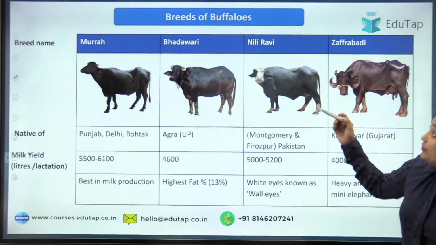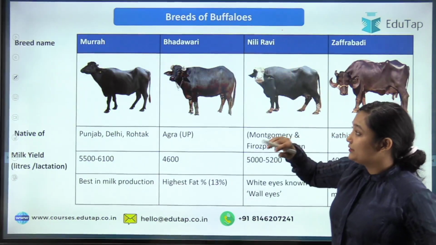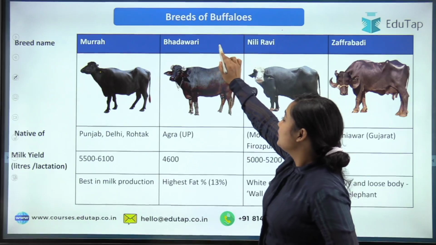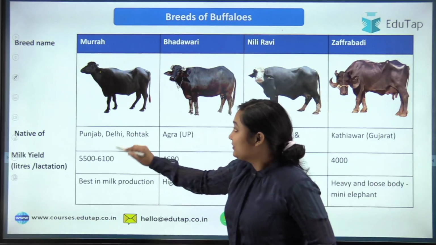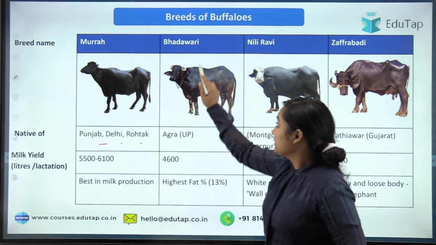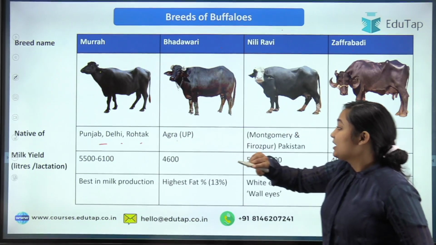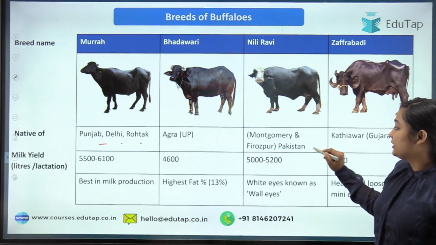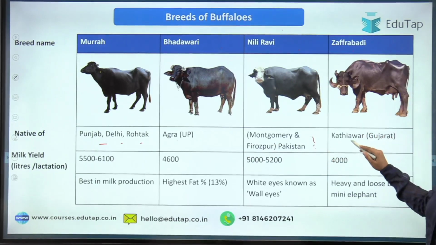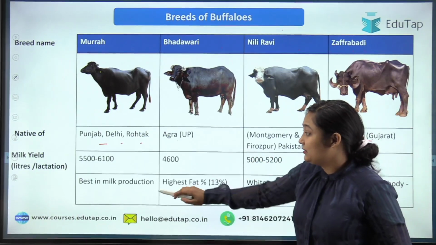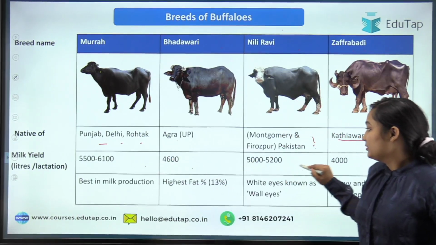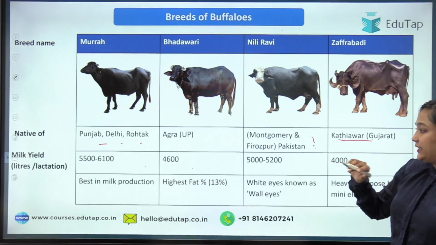Okay, now moving to the breeds of buffalo. So the breeds are Murrah, Bhadavari, Neeli Ravi and Zafrabadi. These are native to, as you can see, Murrah, Punjab, Delhi, Rohtak. Then Bhadavari comes from Agra, UP. Then Neeli Ravi is from Montegari, that is from the Indian subcontinent. And Zafrabadi comes from Kathiawar, Gujarat. Okay, talking about the milk yield, you can see it from here.